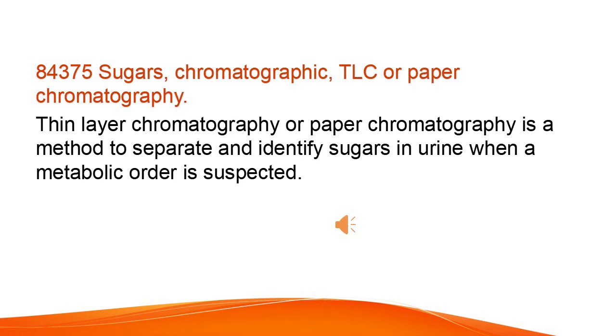Sugars, chromatographic, TLC or paper chromatography. Thin layer chromatography or paper chromatography is a method to separate and identify sugars in urine when a metabolic disorder is suspected.